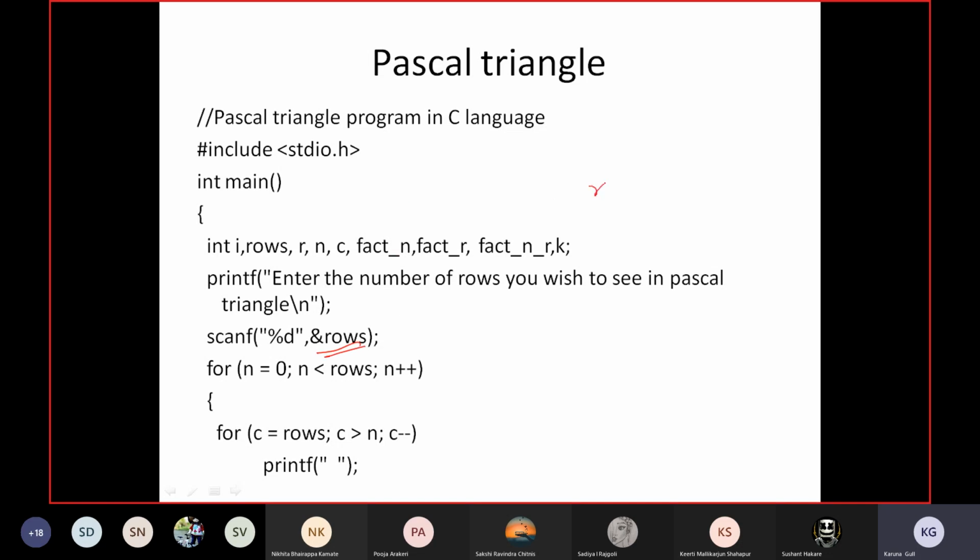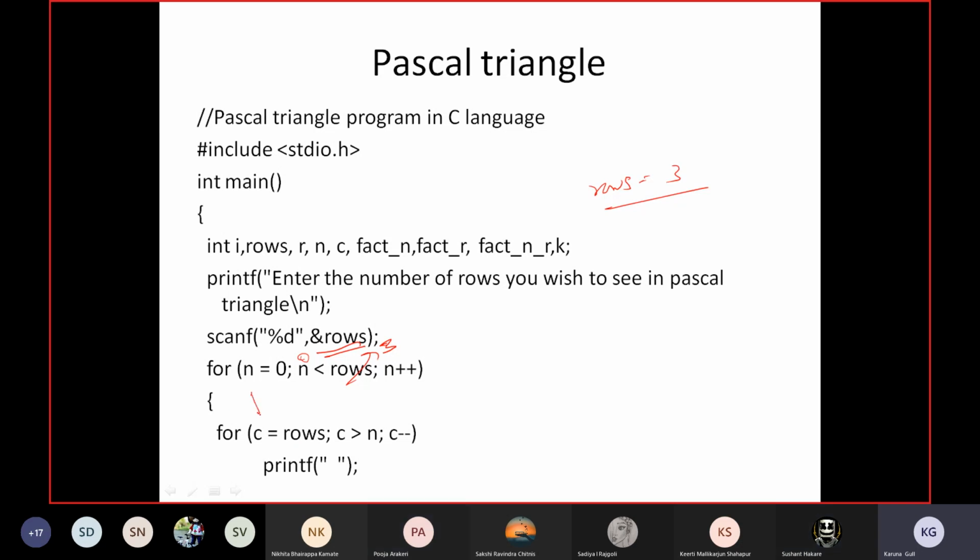Let's go ahead with this. I'll take a very small value. Can I read it as 3? Yes, ma'am. So I am going to take n equal to 0, and row is 3. Is 0 less than 3? Yes, ma'am, true.